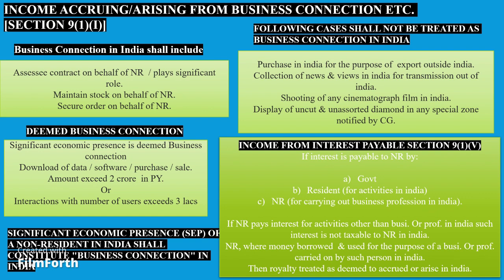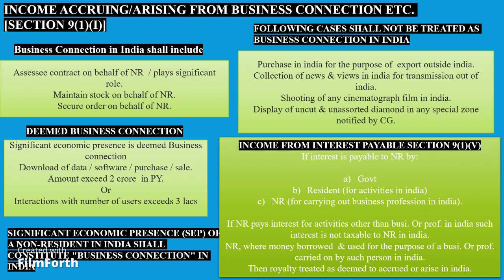2. Has no such authority, but habitually maintains in India a stock of goods or merchandise, from which he regularly delivers goods or merchandise on behalf of the non-resident, or 3. habitually secures orders in India, mainly or wholly for the non-resident or for that non-resident and other non-residents controlling, controlled by, or subject to the same common control as that non-resident.